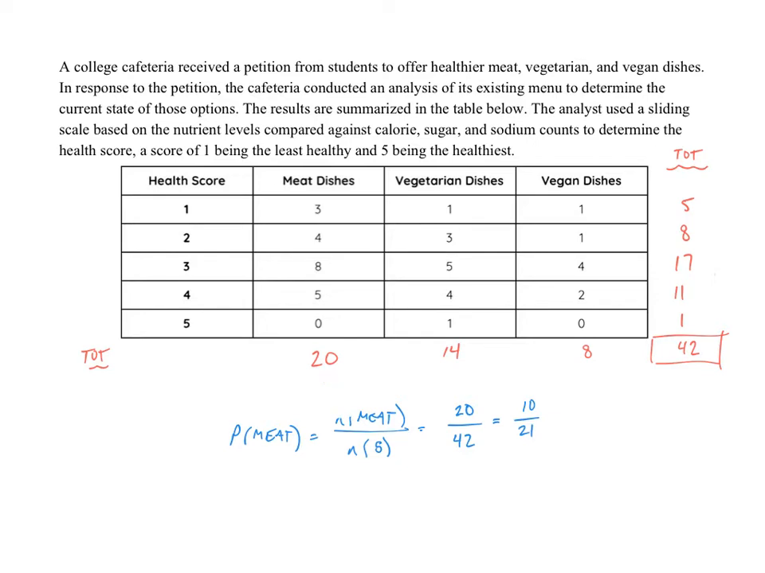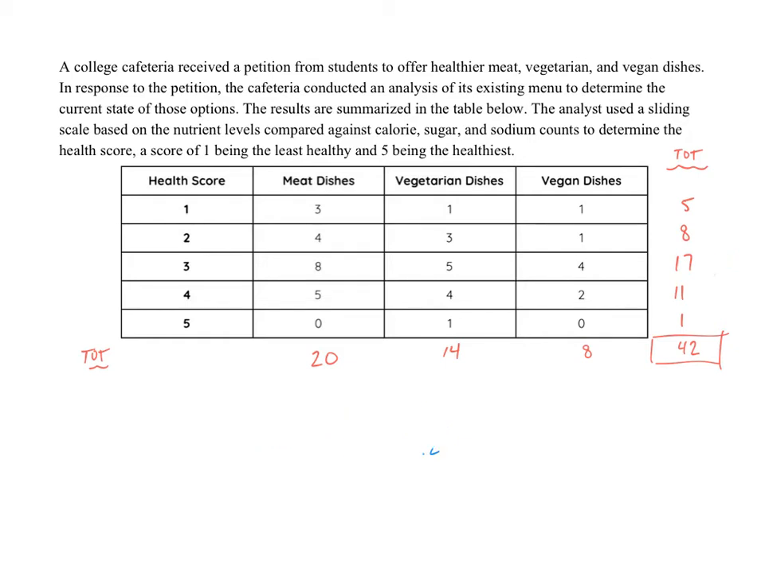All right, so my second question is going to be, what is the probability that a dish selected at random has a health score of 3? And so now we can calculate that. I want to know what the probability is of selecting a dish with a health score of 3. So how many dishes have a health score of 3, and how many total dishes are there in our sample space? Well, it looks like there are 17 dishes that have a score of 3. And again, there are still 42 total dishes that we could possibly have. So since 17 is a prime number, we can't reduce that, and we would leave our answer as 17 over 42.